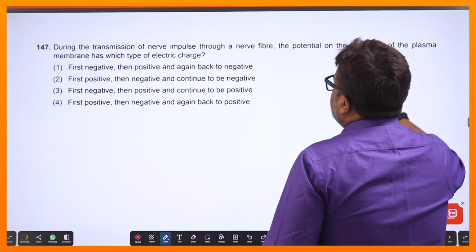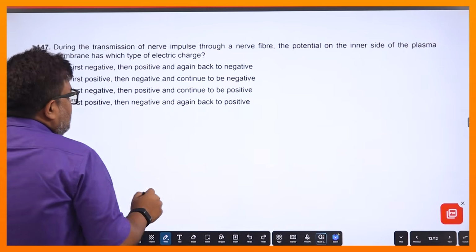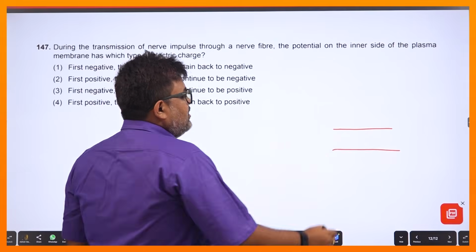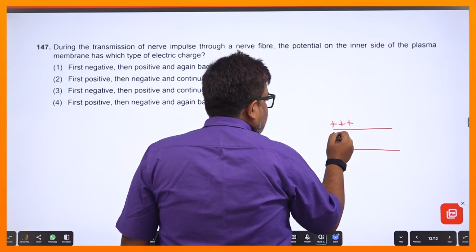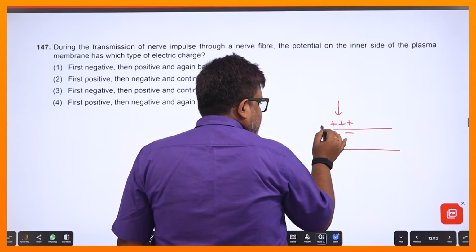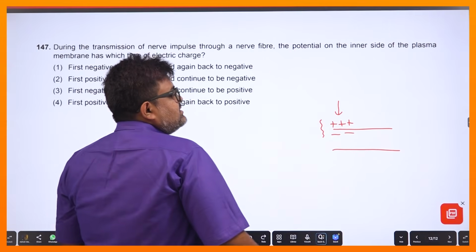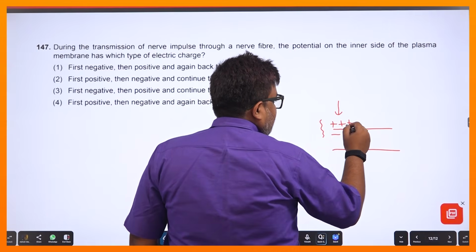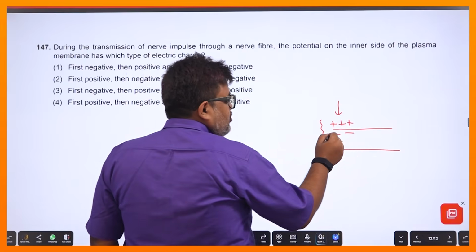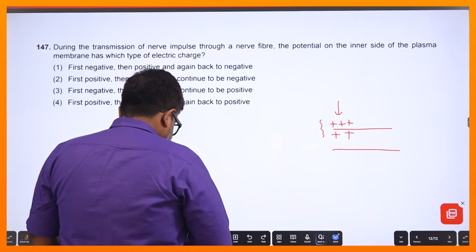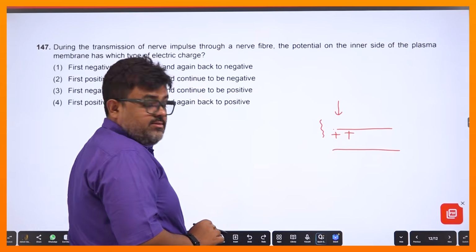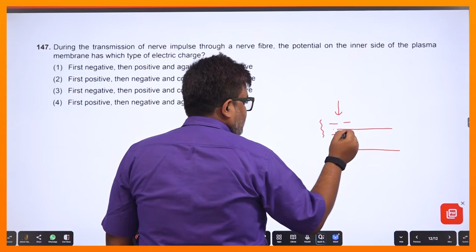potential of the inner side of the plasma membrane has which type of electric charge? আমরা জানি এমনি যখন নার্ভ ফাইবার থাকে ওর বাইরেটা পজিটিভ হয়, ভেতরটা নেগেটিভ হয়। এটাকে আমরা বলি রেস্টিং স্টেজেও পোলারাইজড থাকে, তাই না? স্টিমুলাস লাগলে পরে এটা ডিপোলারাইজড হয়, ভেতরটা পজিটিভ হয় বাইরেরটা নেগেটিভ হয়, তাই না? তো ভেতরটা পজিটিভ হয়ে যাবে আর বাইরেটা নেগেটিভ হয়ে যাবে, তাই না?